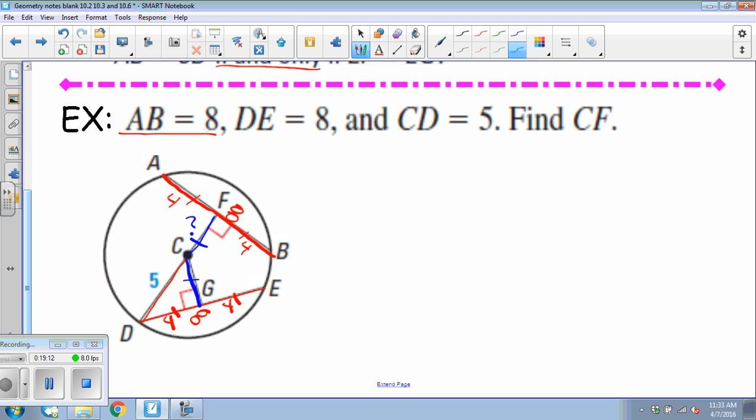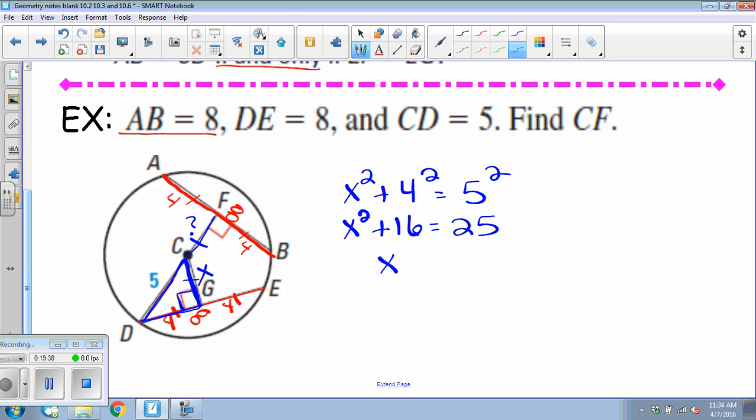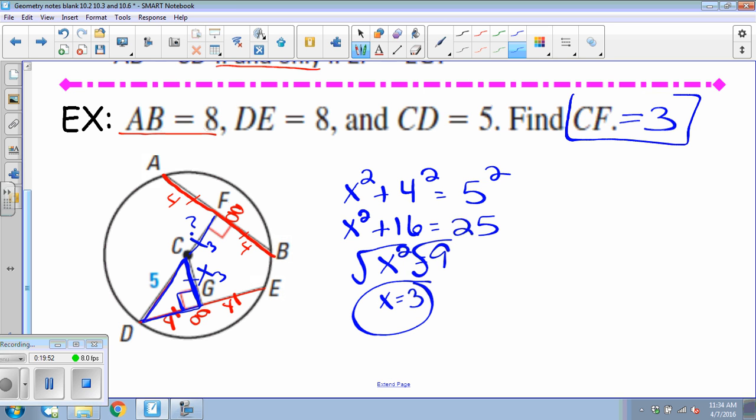Here's our right triangle. This is 4, we don't know what this is, and that's 5. So we use the Pythagorean theorem. I'll call that x. So x squared plus 4 squared equals 5 squared, so x squared plus 16 equals 25. X squared equals 9, so take the square root and x equals 3. So if this is 3, then that also has to be 3. So CF equals 3.